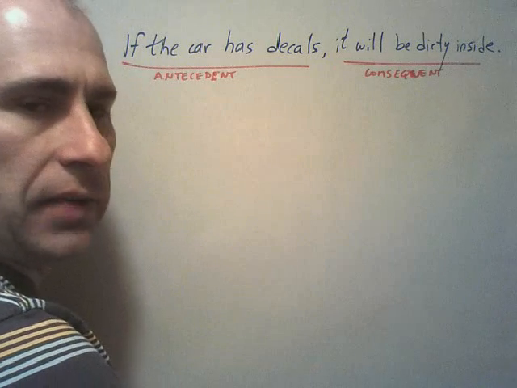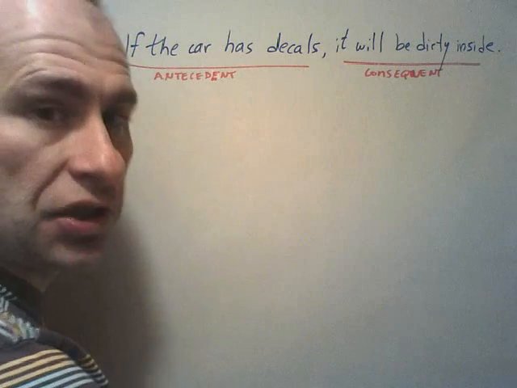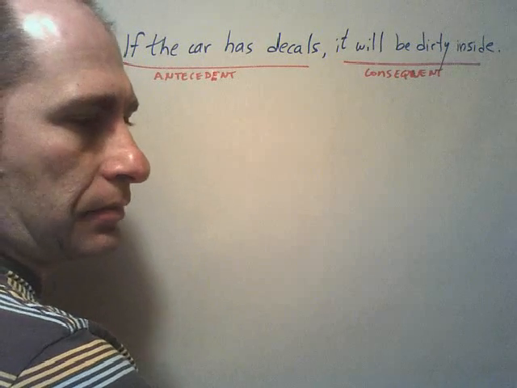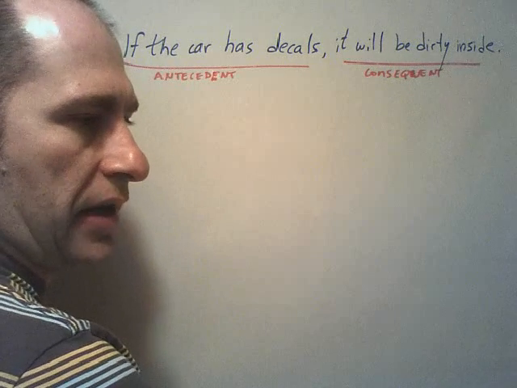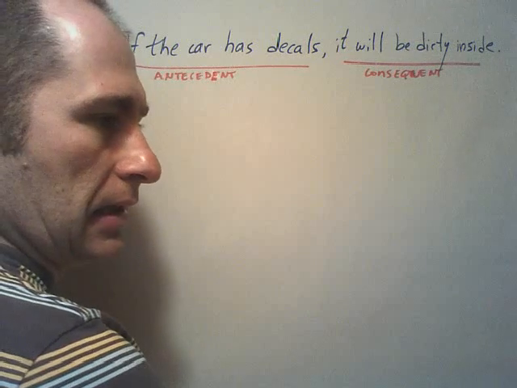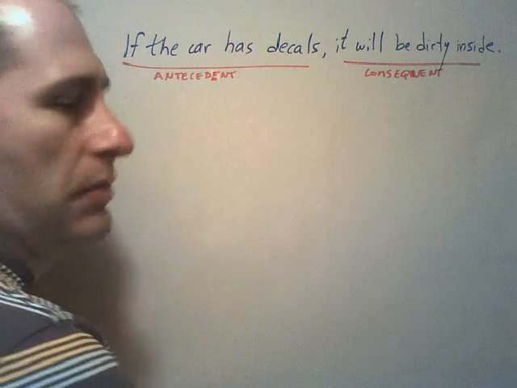That's what I mean. Truth for me is a quality that propositions have, the quality a proposition has if it correlates to reality. And anyway, we'll work with that definition. But here we go. If the car has decals, it will be dirty inside.